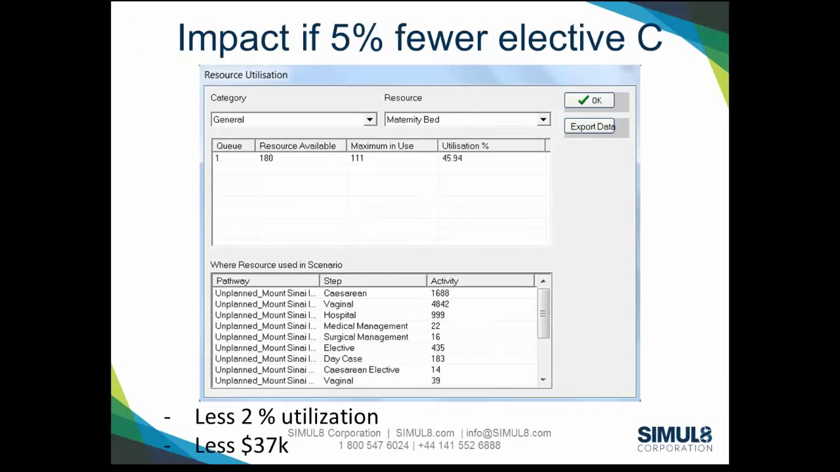And also, similar question, if there were 5% fewer elective cesarean sections, again, reduction in utilisation, small reduction in cost. So if you're looking at making the best of your bed stock, and also looking at how you might deal with demand, and also trying to look at the patients that might be coming through with additional complications. These are the sorts of things that are all key variables in how you manage your maternity care pathway. And what this particular system did was ask a number of what-if questions to try and understand the impact on their resources.